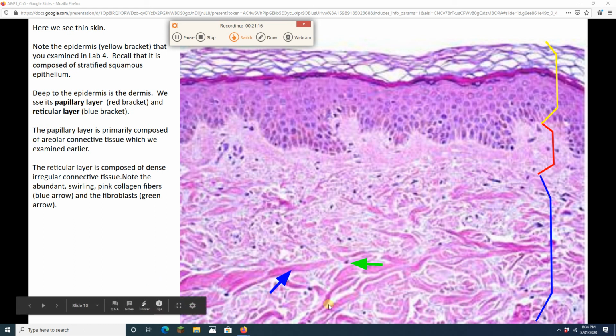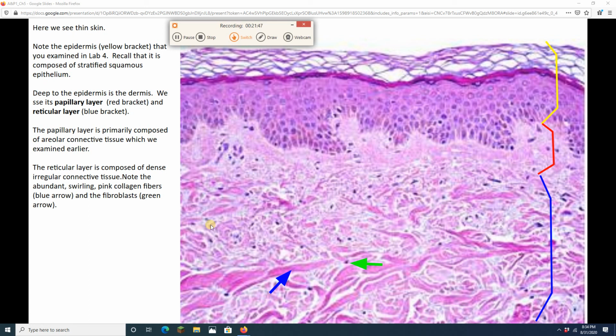We see lots of collagen fibers, the pink things here. They're going in many different directions. They don't really have a pattern to them. We see fibroblasts, little purple guys right here. So this is dense irregular connective tissue found in the reticular dermis. Reticular means like a net. Somebody thought the multiple directions of these fibers were reminiscent of a net.